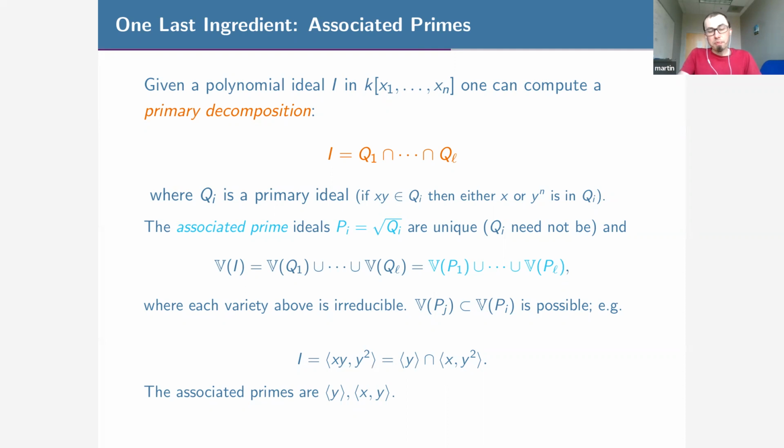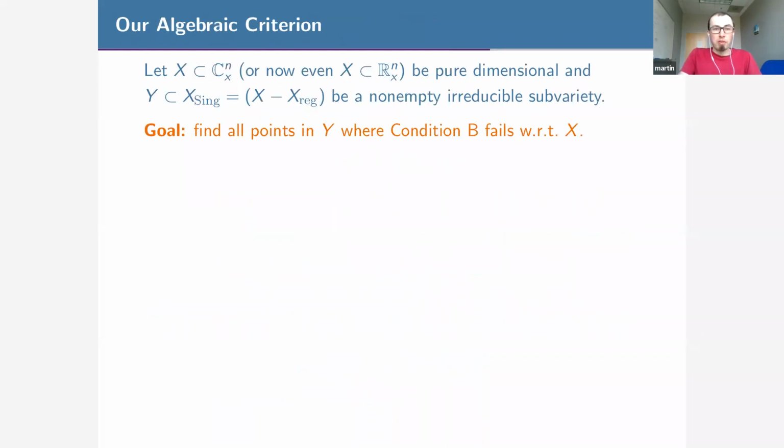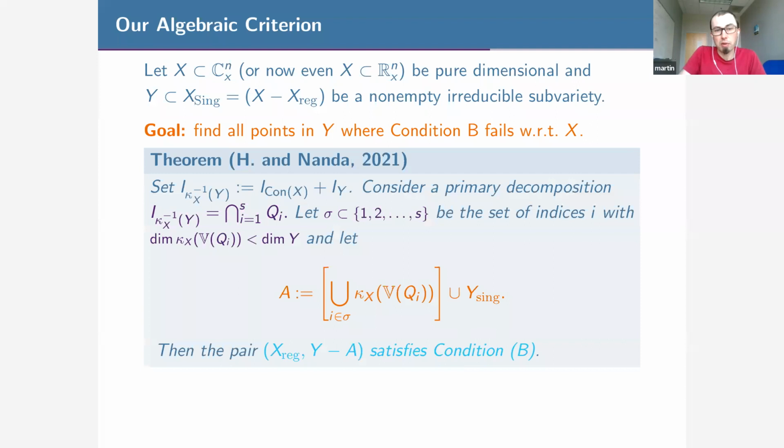Okay, so now I'm going to give an algebraic criterion for Whitney's condition B. So we'll take X to be a pure dimensional variety, and Y will be some subset of its singular locus. It'll be a non-empty and irreducible subvariety in the singular locus.